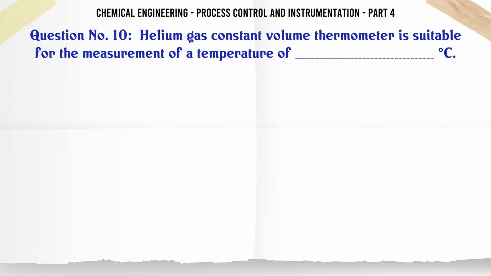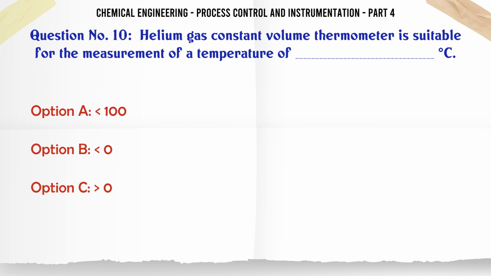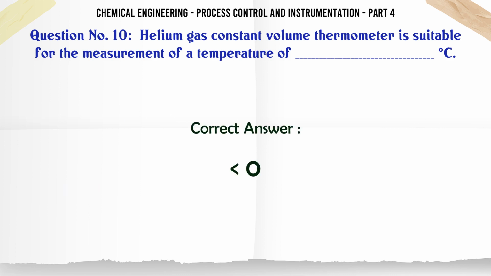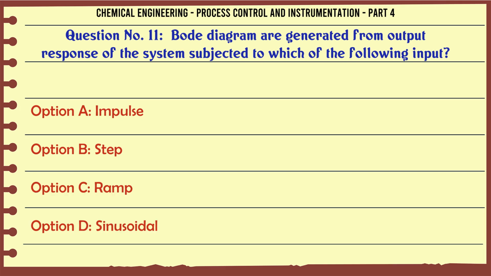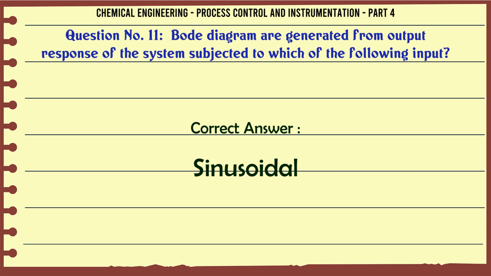Helium gas constant volume thermometer is suitable for the measurement of a temperature of ___ C. A. 100, B. 0, C. -200, D. 800. The correct answer is -200. Bode diagrams are generated from the output response of the system subjected to which of the following inputs? A. Impulse, B. Step, C. Ramp, D. Sinusoidal. The correct answer is sinusoidal.